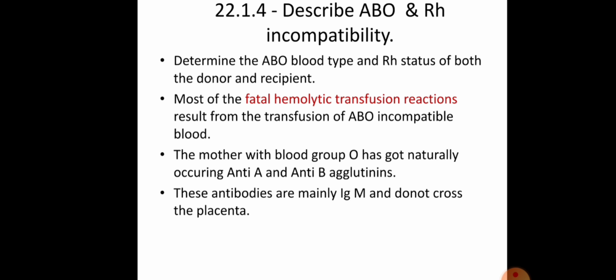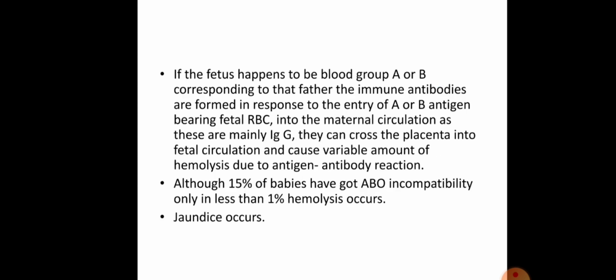Suppose the mother with blood group O has naturally occurring anti-A and anti-B agglutinins. These antibodies are mainly IgM and will not cross the placenta. But if the fetus happens to be either A or B, corresponding to that of the father, then immune antibodies are formed in response to the entry of A or B antigen, bearing fetal RBC surface, into the maternal circulation. These are mainly of IgG type, so they will cross the placenta and enter the fetal circulation.